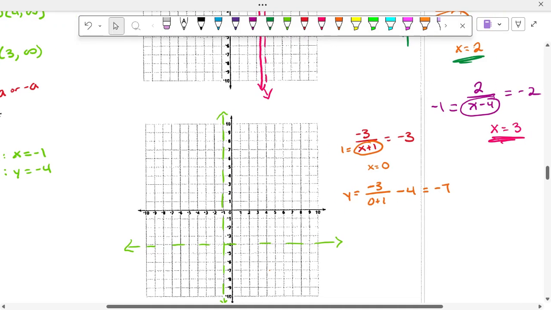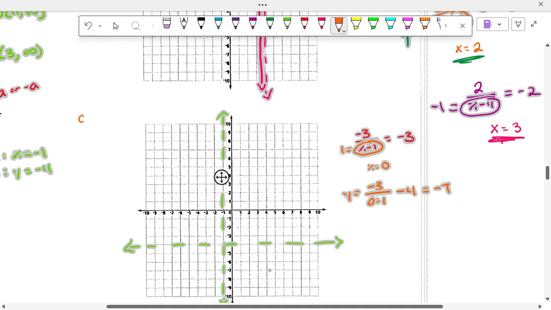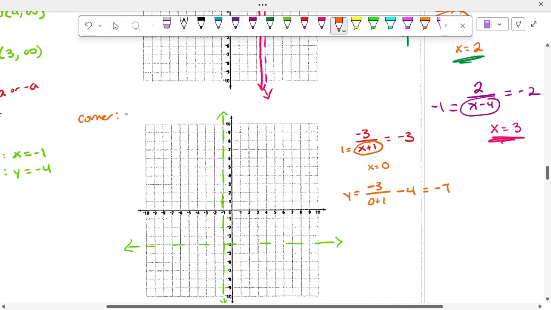So one of my corner points is at the point 0, negative 7, which I'm going to graph. So 0, negative 7.